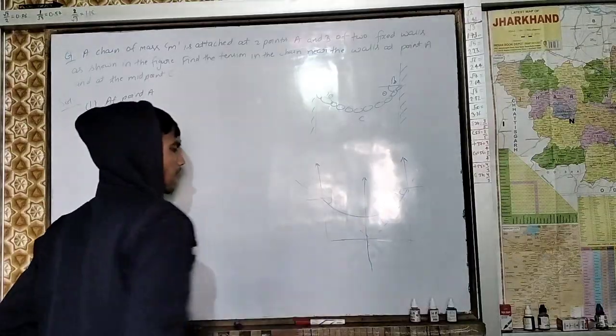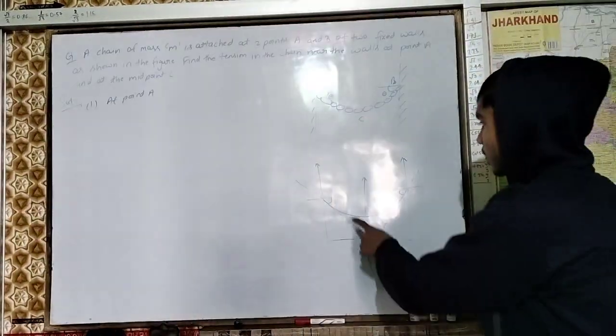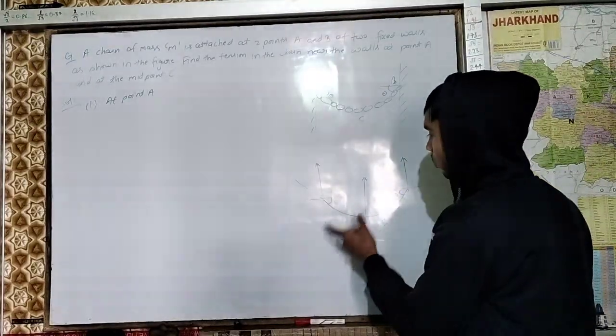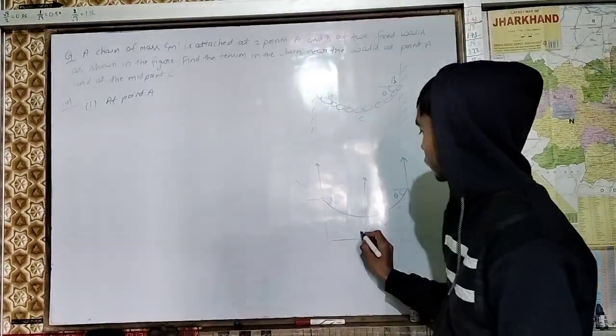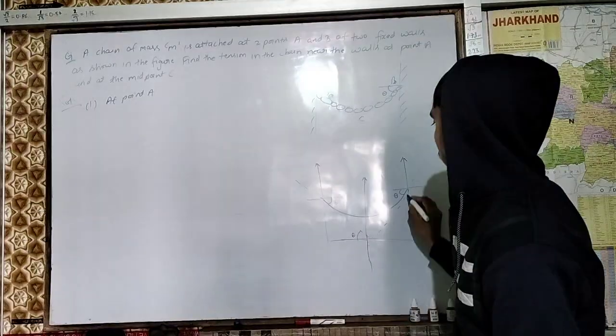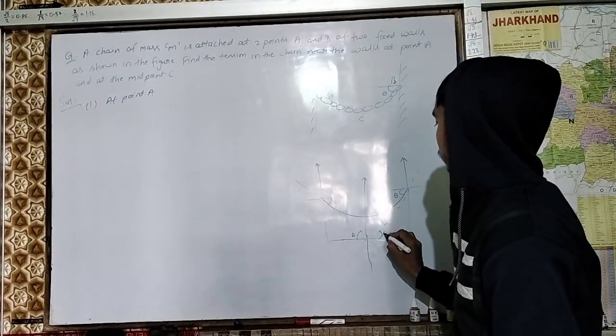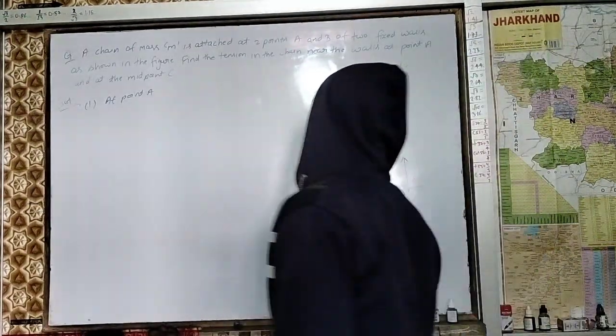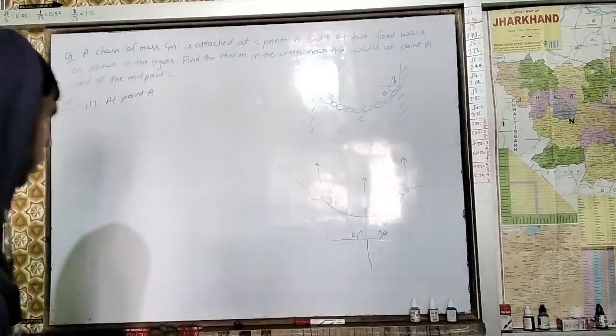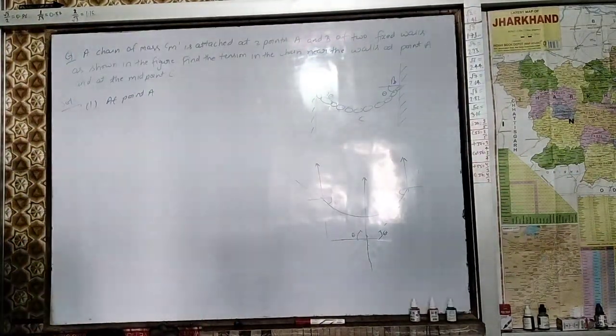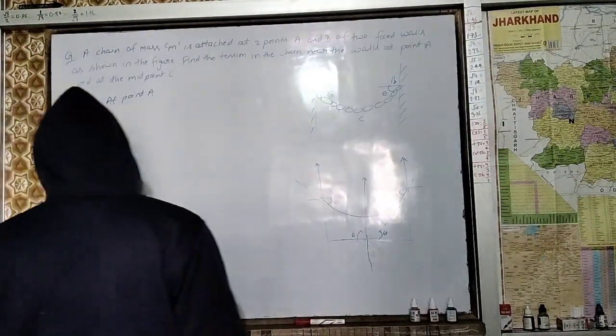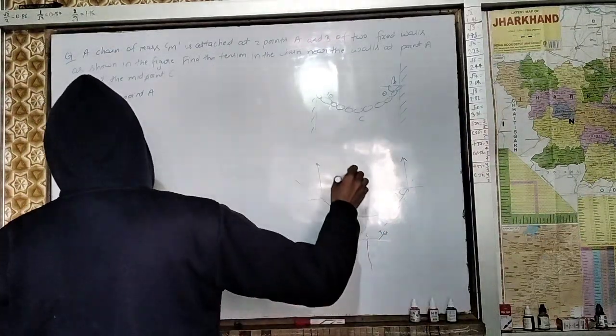According to this theta, alternate angles come into the picture. If this is theta, then according to alternate angles, this will also be theta. Till here we are crystal clear.